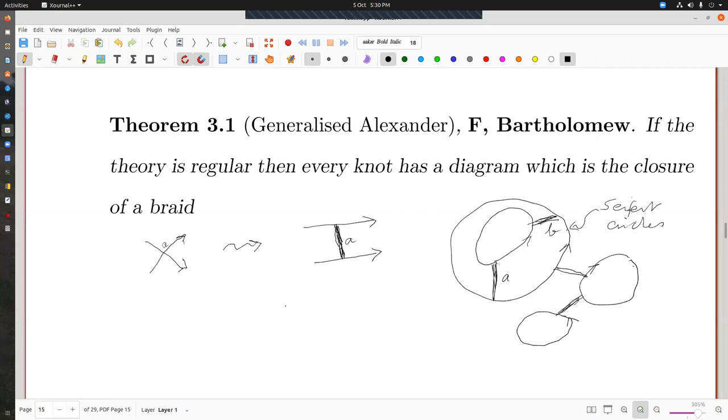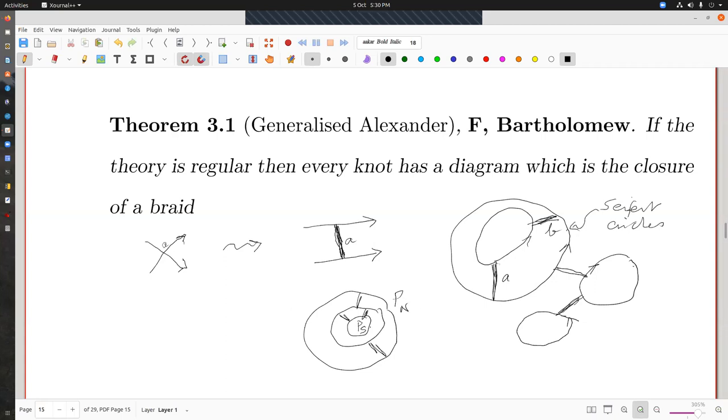if a diagram is the closure of a braid, then we know it'll look like this. It'll be lots of concentric circles with bridges joining them, right? Like this, and so on. And it will have what we call a polar region here. So it says P south, if you like, and then outside P north. So something is of this form if and only if there are just two polar regions.